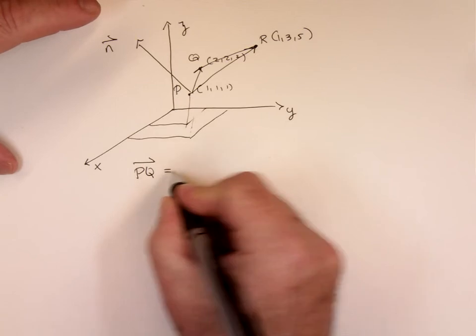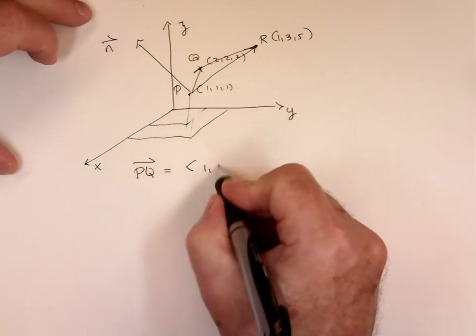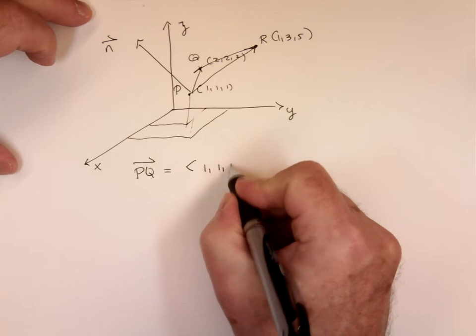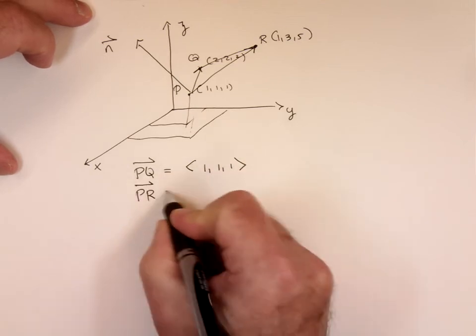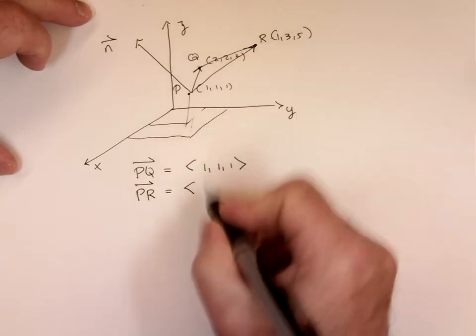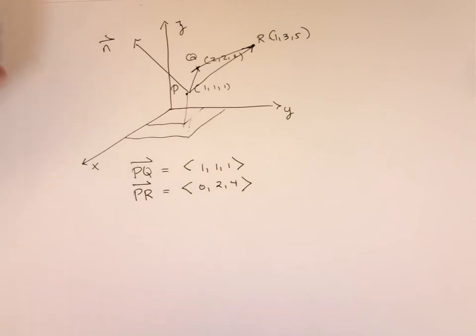PQ, that vector is 1, 1, 1. We're going to find vector PR. That's going to be 0, 2, 4. I'm going to cross these guys.